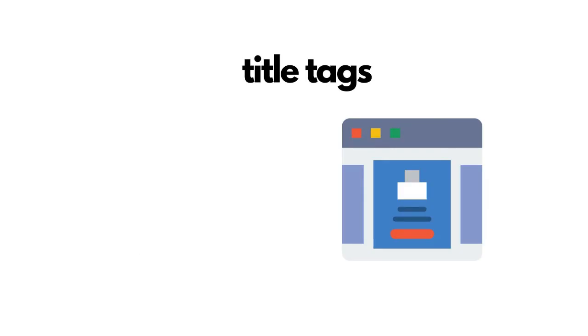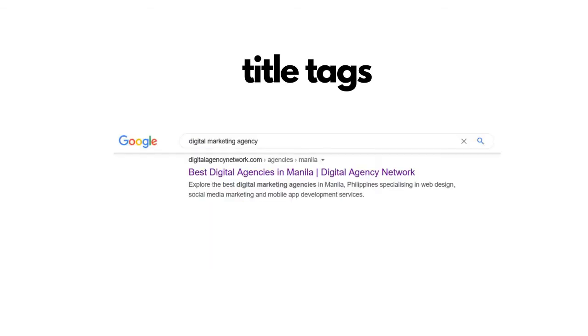The first one is title tags. Title tags tell visitors and search engines what the given page is about. It is important to insert your target keywords to your title tags and limit them to 55 to 60 characters, including spaces, to avoid being truncated.